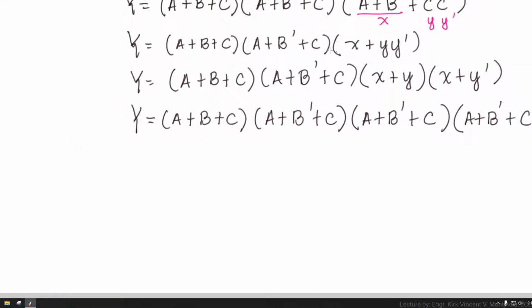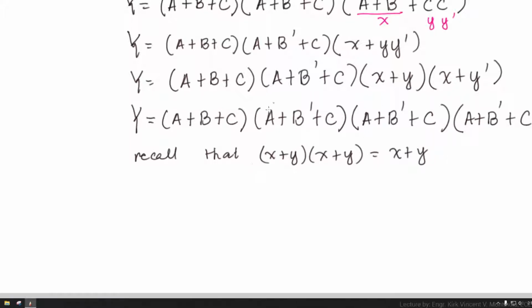Now, let's try to simplify this one. Recall that x plus y multiplied to itself is just equal to x plus y, right? Also, if you have x plus z and then x plus z, so that is two terms multiplied to itself, it gives you the same term always. Okay, parang 1 times 1 is equals to 1. 0 times 0 equals 0.